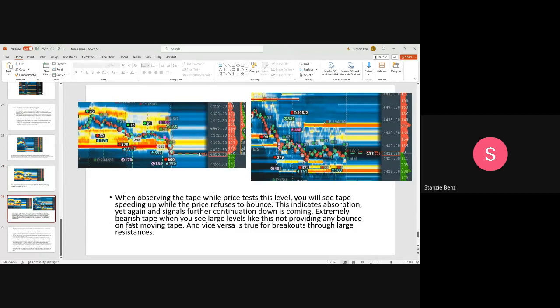Absorption, extreme. This is when I say the tape looks bearish or bullish. So that would be, AKA the sellers are strong. So large levels not providing the bounces you normally want to see. And the vice versa is true for breakouts on the upside. Bullish tape, big resistance levels just getting absorbed.